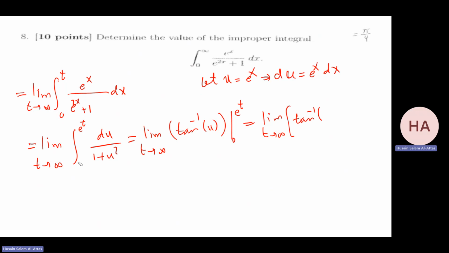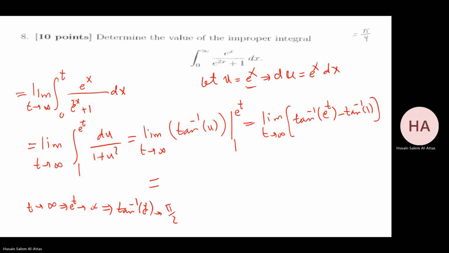Oh, sorry, the lower limit is not 0. It is e to the power 0, that will be 1. So that will be tan inverse e to the power t minus tan inverse of 1. If t goes to infinity, that implies e to the power t goes to infinity, that implies tan inverse e to the power t goes to pi over 2. Tan inverse of 1 is pi over 4. So the answer is pi over 4. That is the answer.